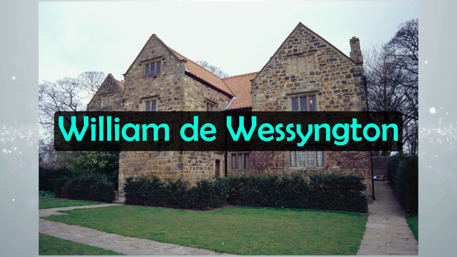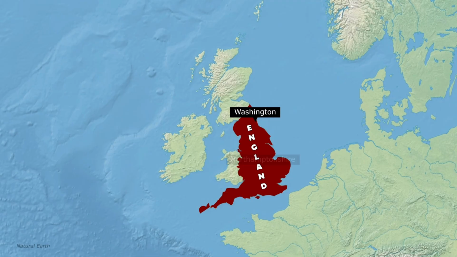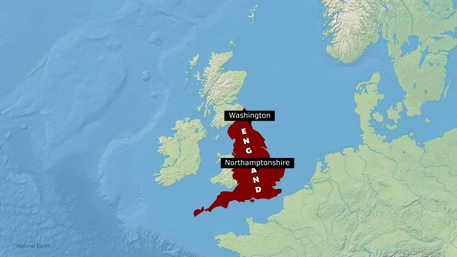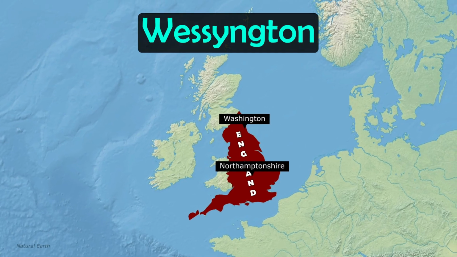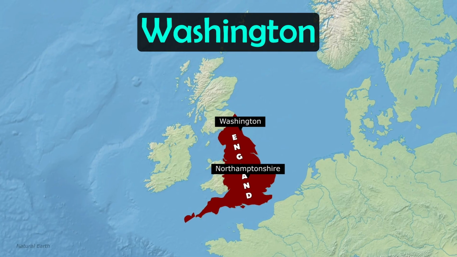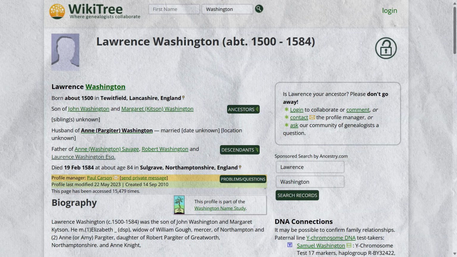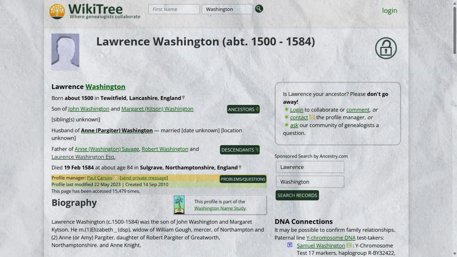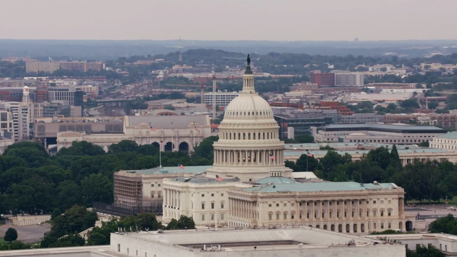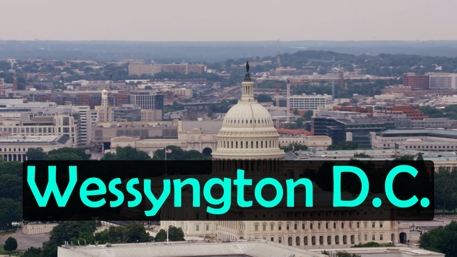In the 16th century, a branch of the family settled in Northamptonshire in central England, and by this time, Wessington had morphed into Washington, with Lawrence Washington becoming a prosperous wool merchant of Northamptonshire in the 16th century. It is quite interesting as well how surnames can change slightly over time, with Wessington becoming Washington. Without this change as well, the capital of the United States of America today would be known as Washington, D.C.